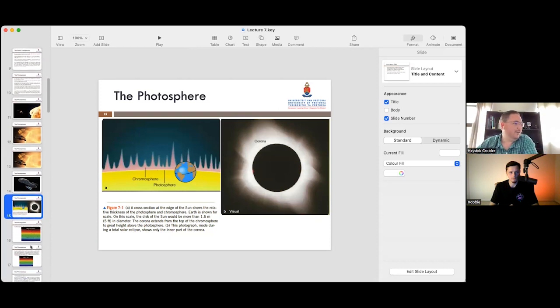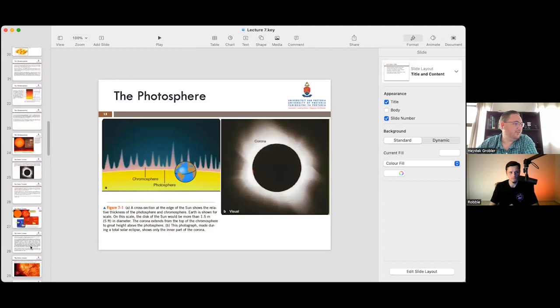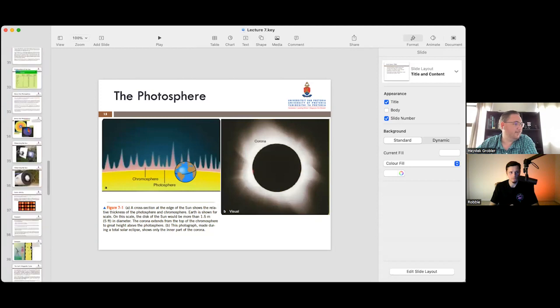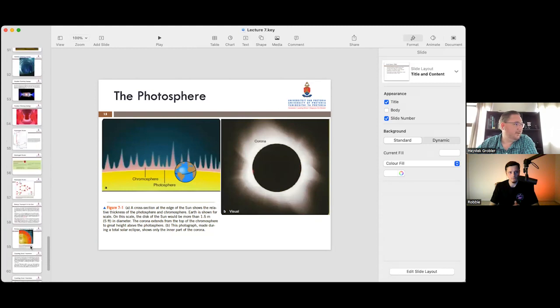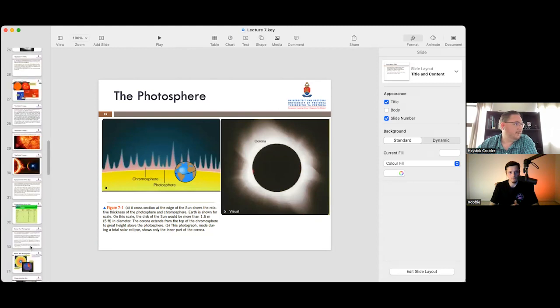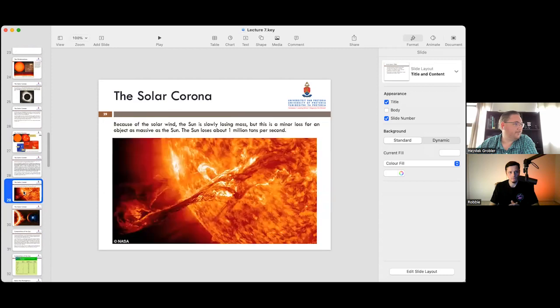And something very interesting about the chromosphere, let me get that image. Where is that image? Is this the image? So this is usually how we can see the sun.